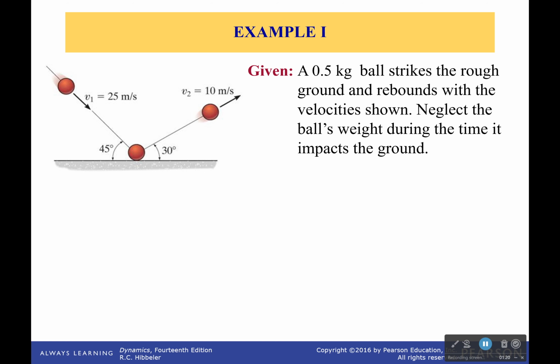Now let's look at that example. So what do we have here? Well, we have a ball. It's a 0.5 kilogram ball, and it strikes the rough ground and then it rebounds. It says, neglect the ball's weight during the time it impacts the ground. Okay, so we've got to figure this out. Let's see if we can use our linear impulse and momentum equations to solve this.